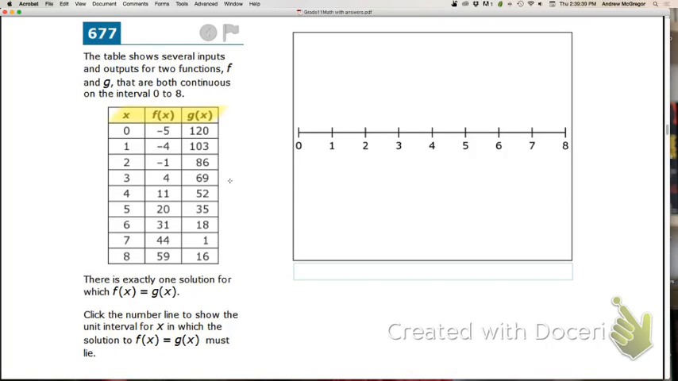f of x is your output on the function f, and g of x is your output on the function g. So how many functions do we have? Two, right? Now, it's only asking us to solve for one thing. There is exactly one solution for which f of x equals g of x. Now, if we think about that, we've got to go back to Frank's class. If we determine solutions on a graph, how do we see the solution on a graph if there are 2 graphs? The point where they intersect.